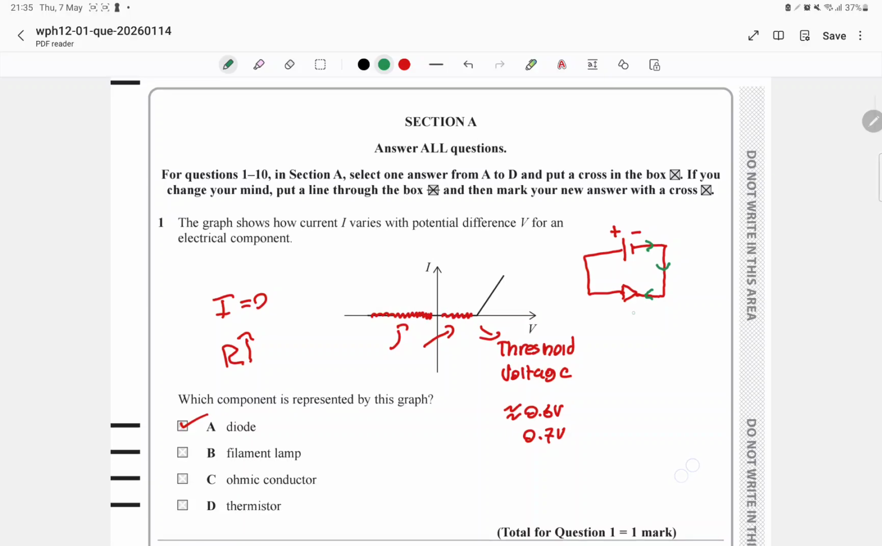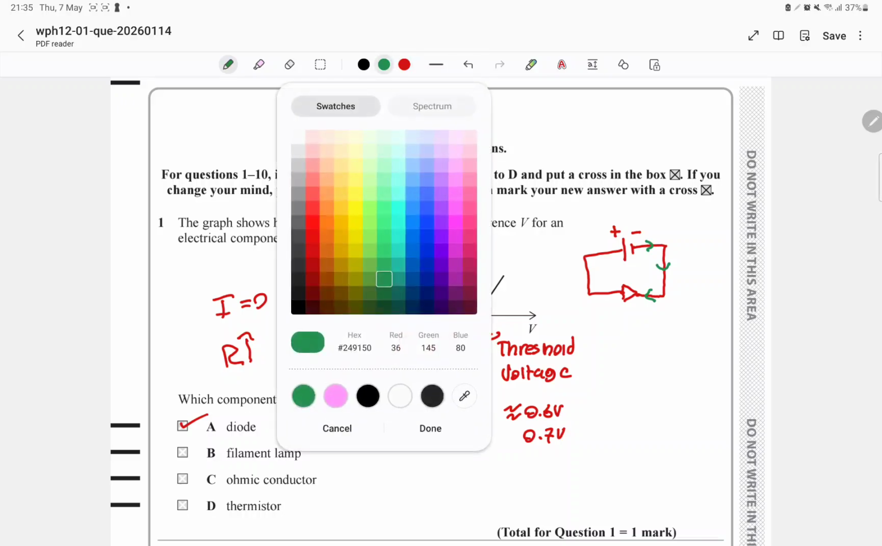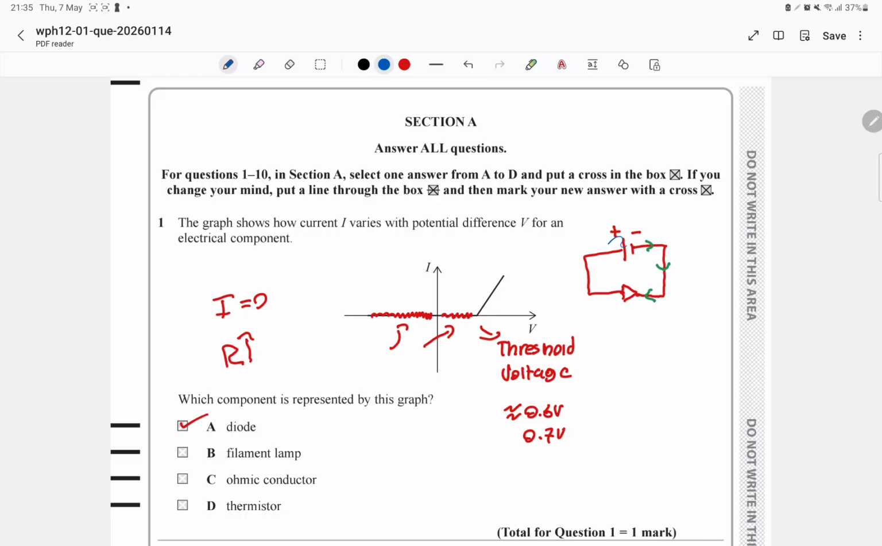This will actually allow the current to flow through, because if actual current is flowing in this way, conventional current will be flowing in the opposite direction. So let me draw conventional current. Conventional current will be flowing in this direction here. And you can see that the conventional current is traveling in the same direction as the diode. So if conventional current travels in the same direction as the diode, or actual current travels in the opposite direction to the diode, it will allow the current to flow through.